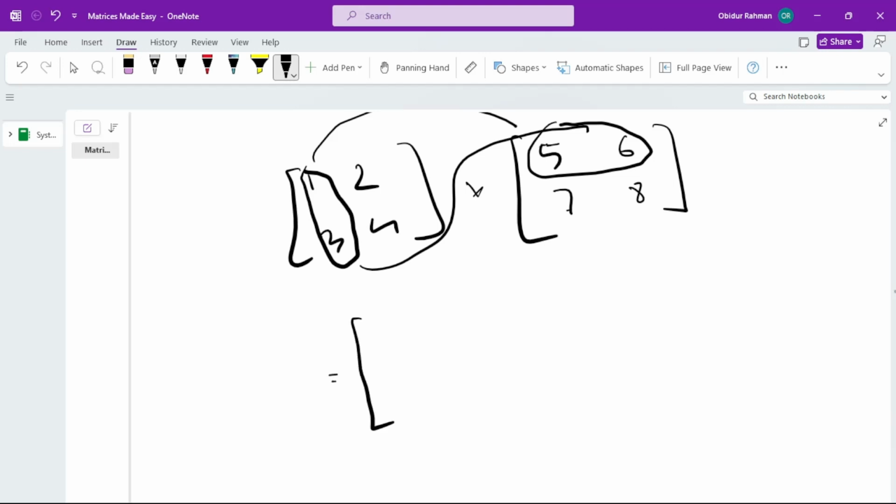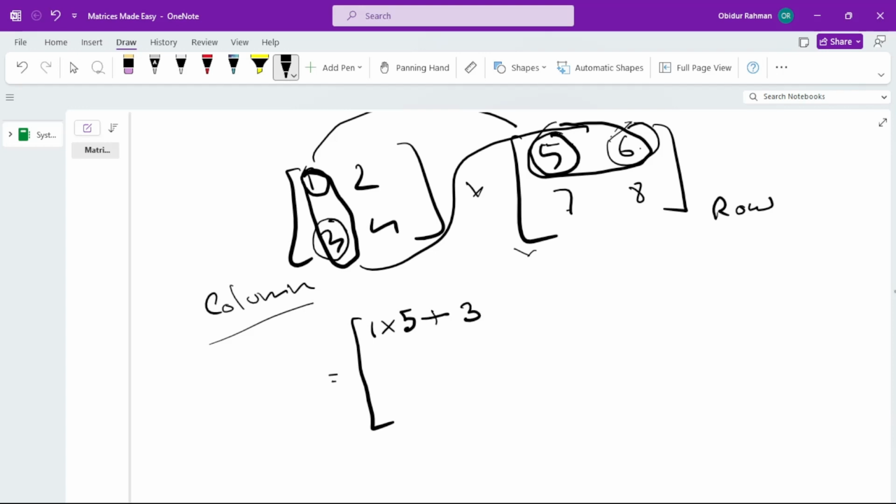Let's do it. First, we're gonna take the first element, number 1. Then we're gonna take the first element here, number 5. We will multiply those two. Then we'll add the second element times the second element. See, we took the first column and the first row and then we multiplied them both. How? The first element times the first element, second element times the second element. So plus 3 times 6.